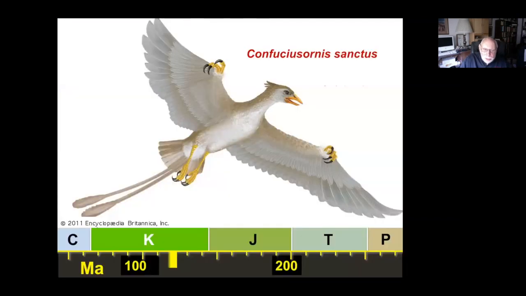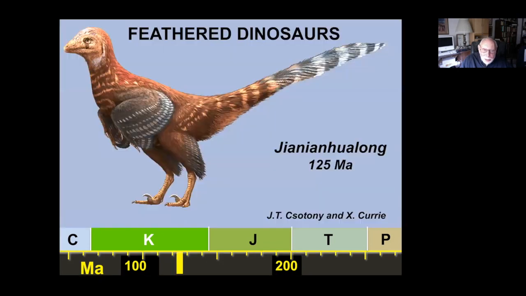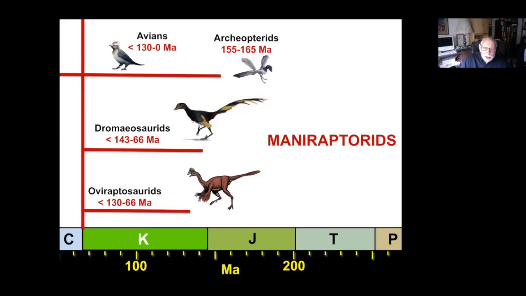There were others that lived a bit later. Confuciusornis, I pronounced it right, was a bird-like, probably reptile, maybe capable of flight. There were birds that looked like birds of today that were feathered dinosaurs, again found in China. And so the question is, where in this group of Maniraptorids did these birds evolve from? And the most obvious link that you would expect would be that they were derived from the Archaeopterids, that they ultimately lost their teeth and became avians, modern birds.